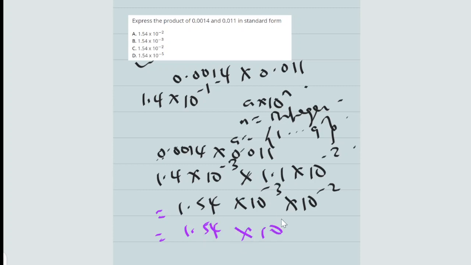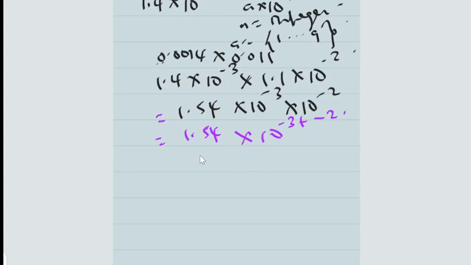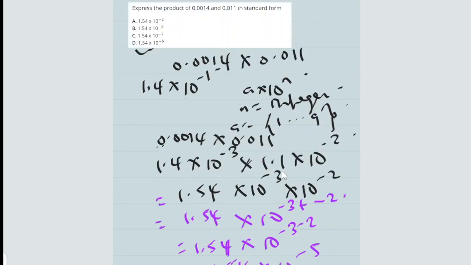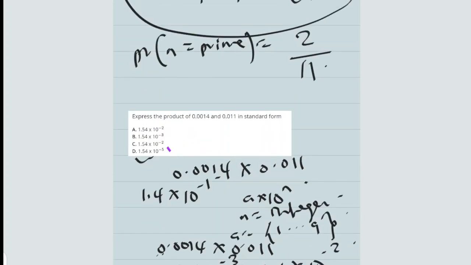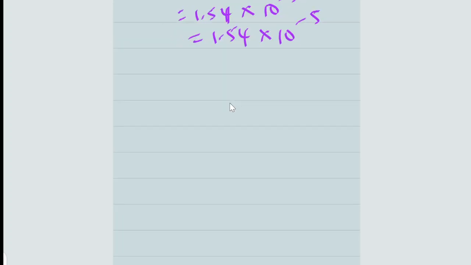You apply your laws of indices. When you are multiplying, you add the indices: minus 1 plus minus 2. You are going to have 1.54 times 10 raised to power minus 3. So I think the answer is this. Okay, let us proceed.